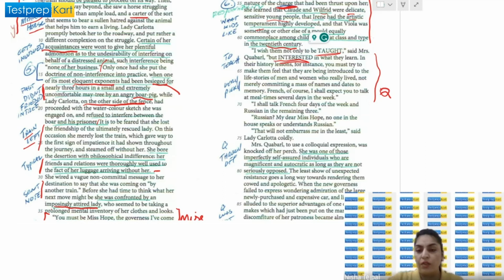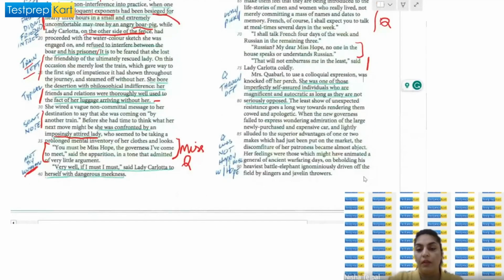"Russian? My dear Miss Hope, no one in the house speaks or understands Russian." So when Lady Carlotta says that she'll be teaching French and Russian, to her amazement, Miss Quabal says we do not speak Russian. Nobody in the family speaks Russian. Now, what does Lady Carlotta say? "That will not embarrass me in the least." Okay, if nobody speaks Russian in the family, I don't have any constraints about it. I'll still speak Russian. This is her response.